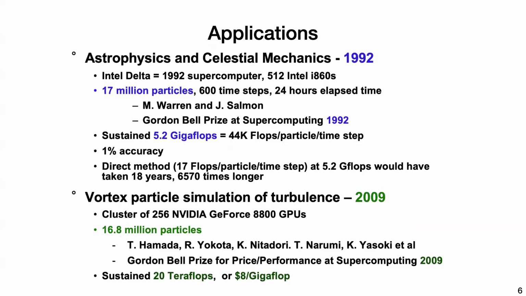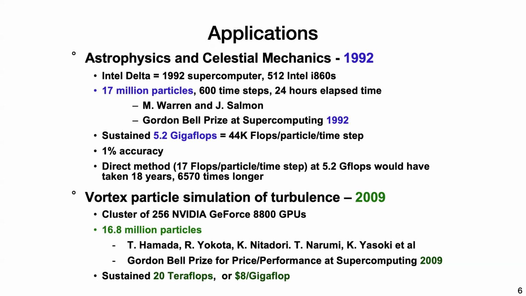Cool. So a couple applications for these n-body simulations. The classic one is astrophysics, where you want to compute something about planets or stars. This is an example: in 1992, they computed a simulation with 17 million particles with 600 time steps, and it took them 24 hours. And they won the Gordon Bell Prize, which is like the highest prize in high performance computing. I mean, this is a long time ago.